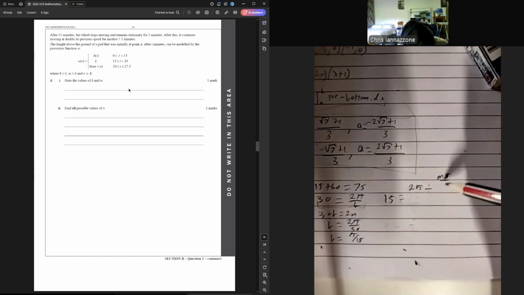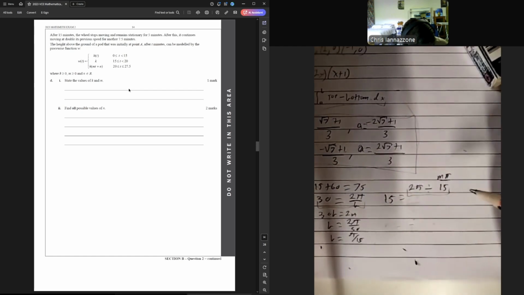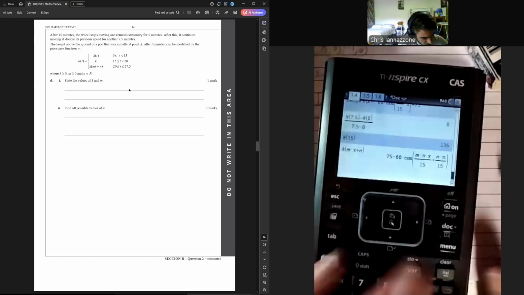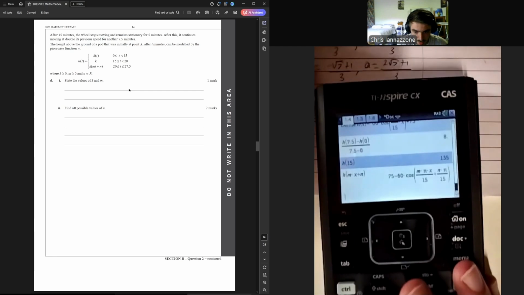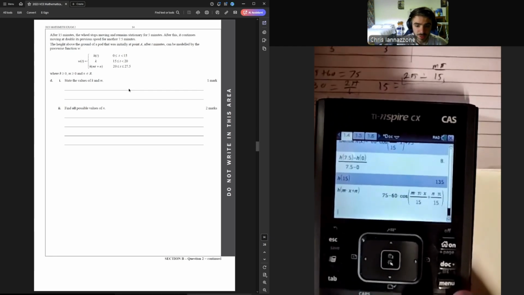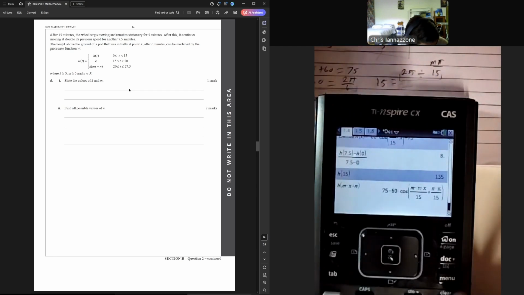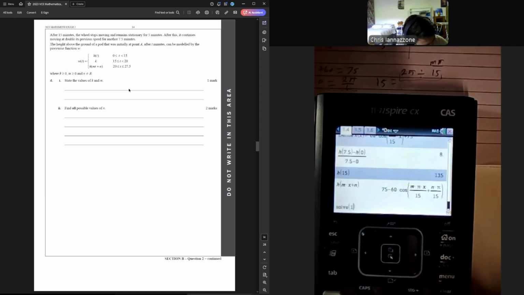M pi over 15, dividing that. Now, that can be a bit complicated to do by hand, or at least you wouldn't really want to risk doing it by hand when a calculator is available. So we're just going to do a solve.